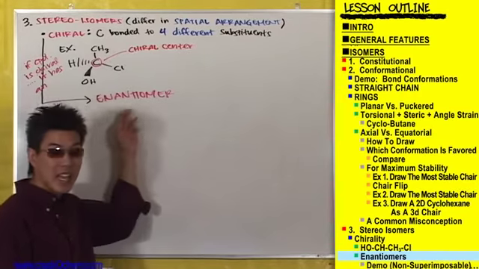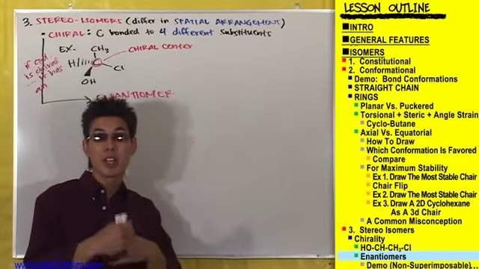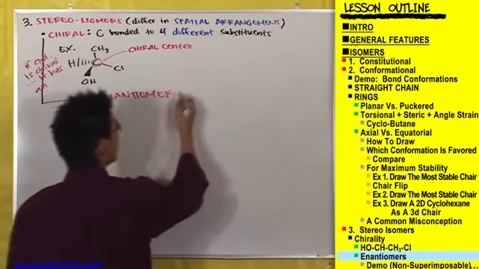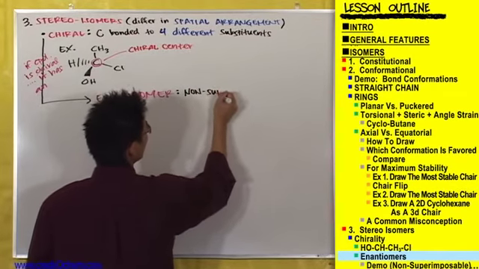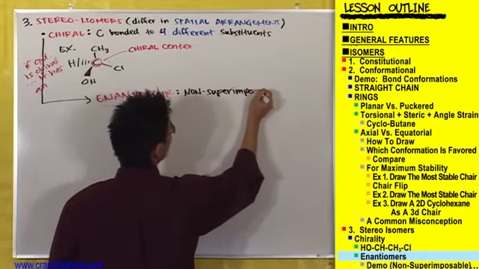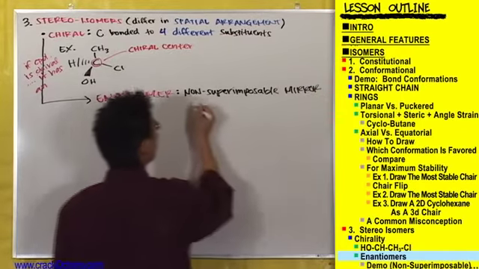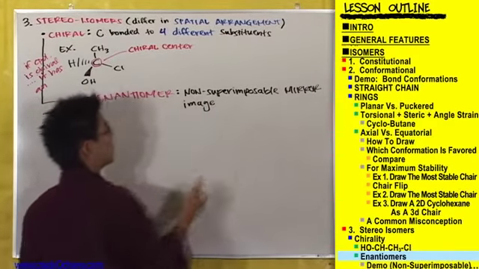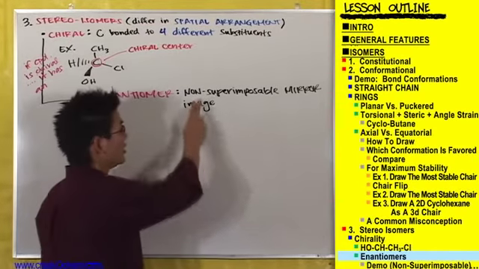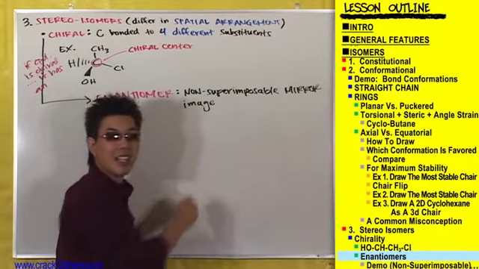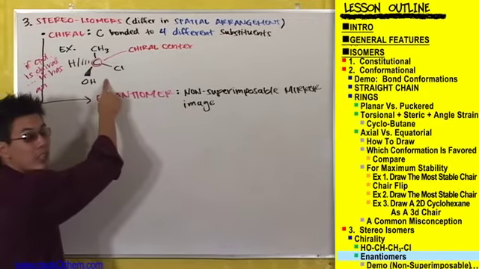And what is an enantiomer? Well, an enantiomer is just a non-superimposable mirror image. Let's write that down. An enantiomer, this is just a non-superimposable mirror image. And to explain what this non-superimposable mirror image thing means, let me draw out the non-superimposable mirror image for this compound that we saw earlier.